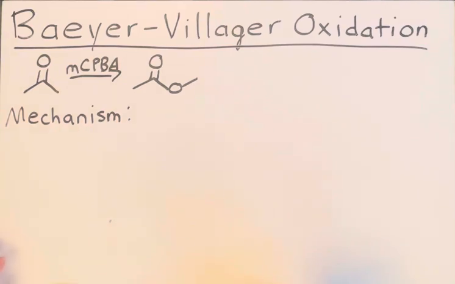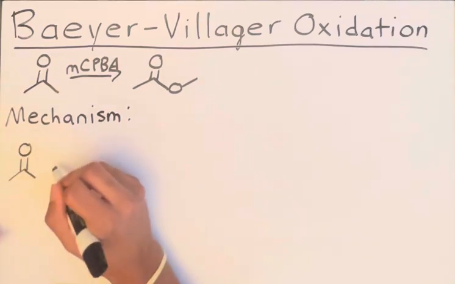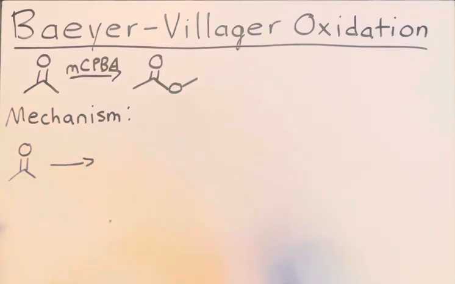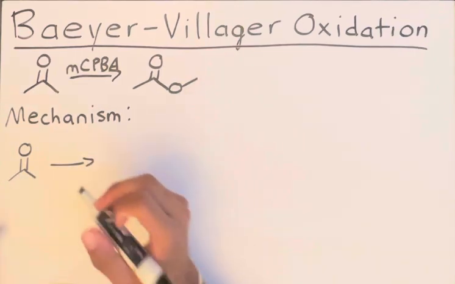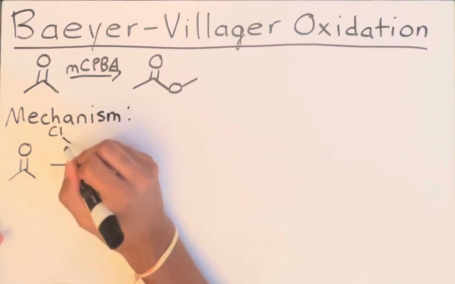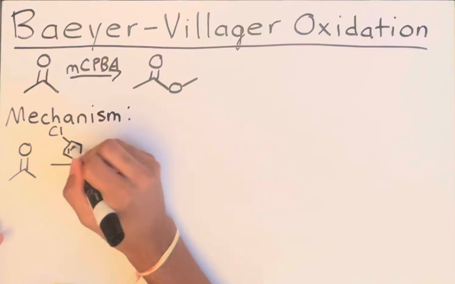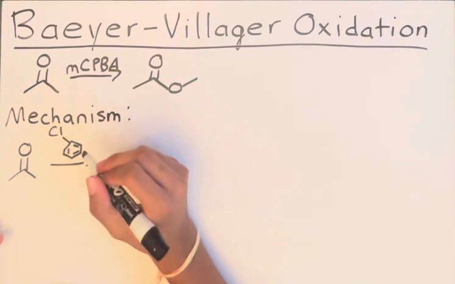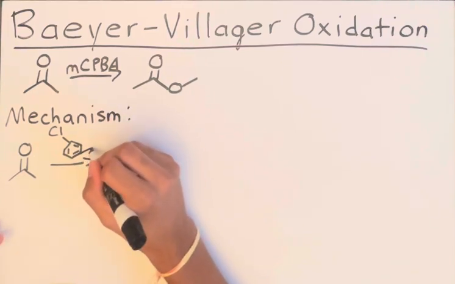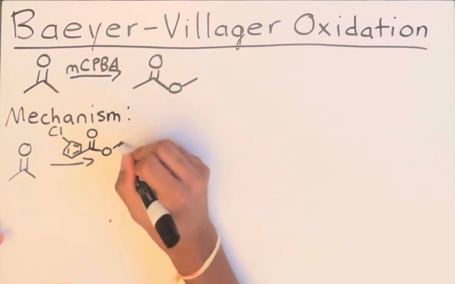So first we need to draw our carbonyl, which in this case, once again, is a ketone. And then let's draw out our reagent, which is mCPBA. So this is what our reagent looks like. We have a chlorine, which is attached to our benzene ring right here from the double bonds. And then we have this long chain of oxygens and carbons that looks a little like this.